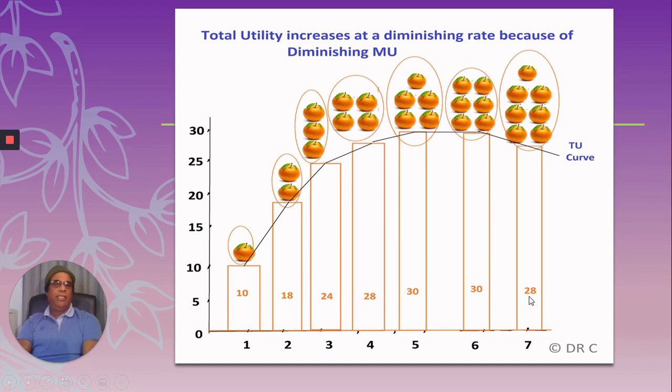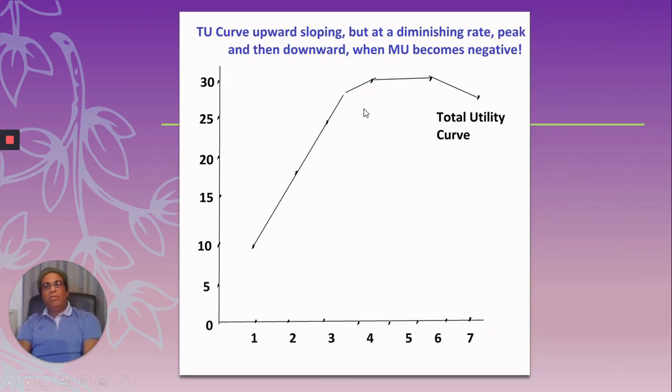So if we draw a curve, total utility curve, it goes upward, though, but at a diminishing rate, because the added utility is less and less, or marginal utility diminishes. So total utility finally reaches the maximum and then started falling down because the added utility is less, negative. So I have also used the textbook way of presenting the total utility curve.